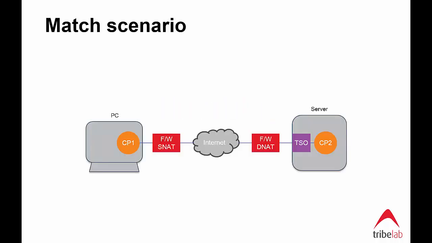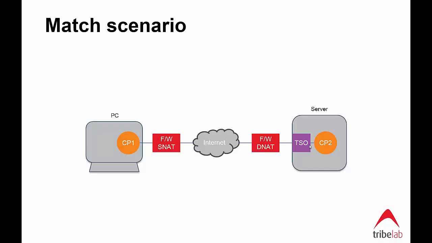In this example, I have a PC here, and I'm capturing on the PC, and then I have a web server on the other side of the internet. The web server is running both a straight HTTP server and also an SSL server. In between, we have two types of network address translation, source and destination. And then we also have TCP segmentation offload on the server. Now, all of these different things in one way or another fiddle with the packets and the headers. That makes matching them more challenging.